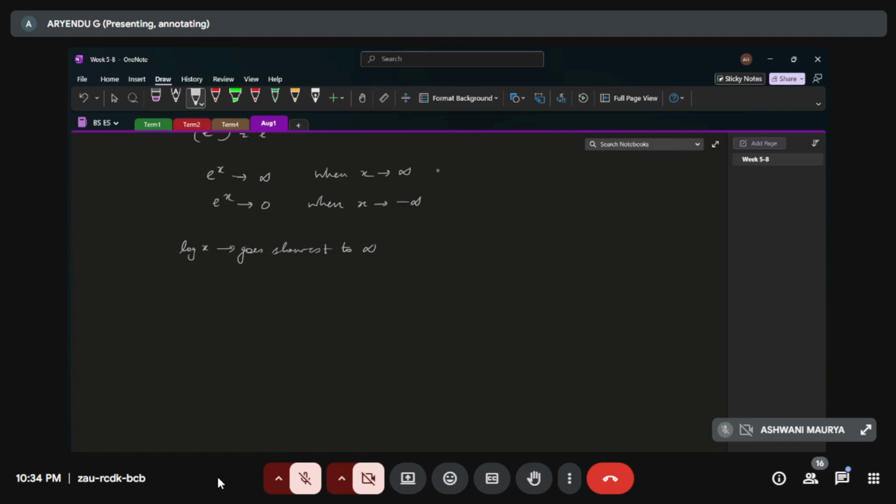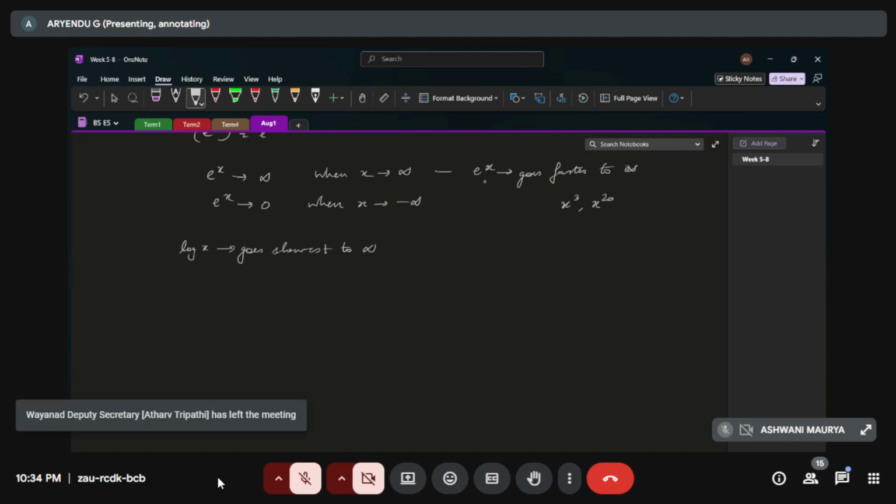And this function, e of x, is the function that goes fastest to infinity compared to any other function. If you have x raised to 3 or x raised to 20, e raised to x goes much faster than any of these. And log x is a function that goes slowest to infinity, except for any positive power of x.